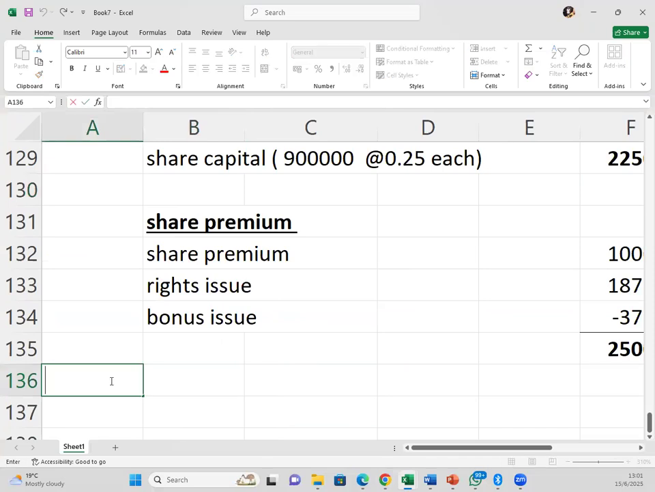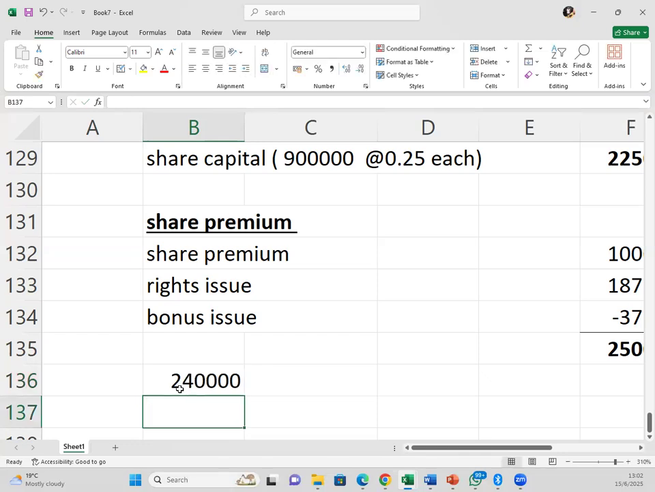For these assets, we are going to group them into three. We have the assets we started with of 240,000. So the assets were 240,000. For how long? Is it 240 or 24,000? Let's go with 240. So the assets were 240.